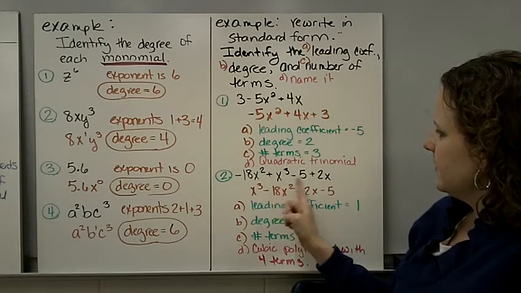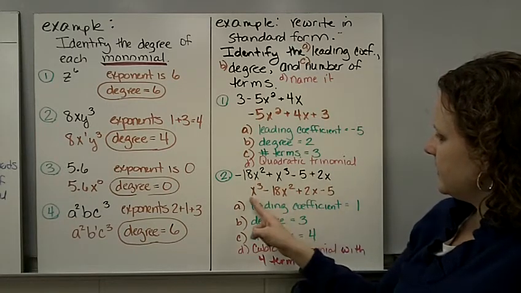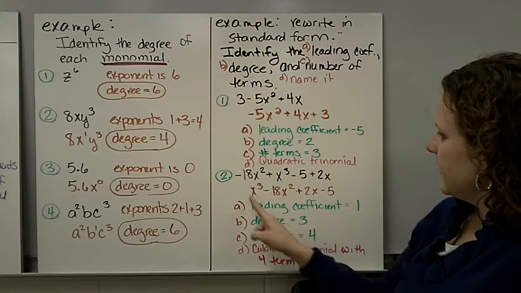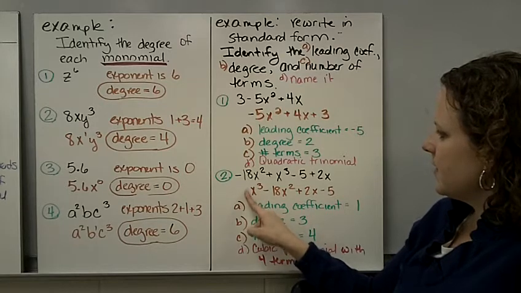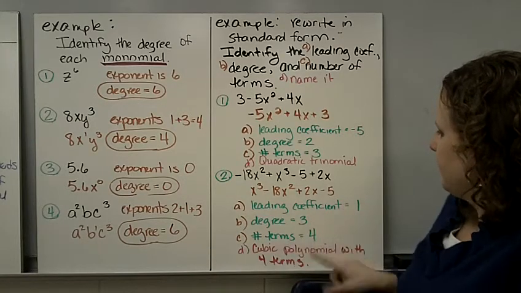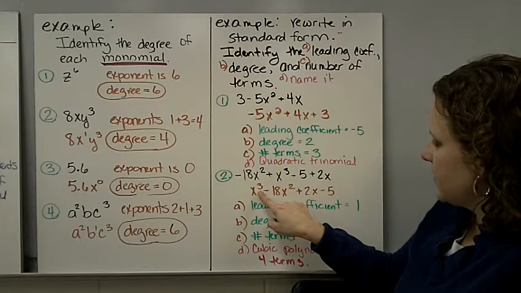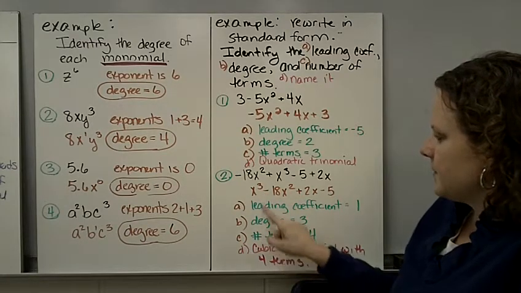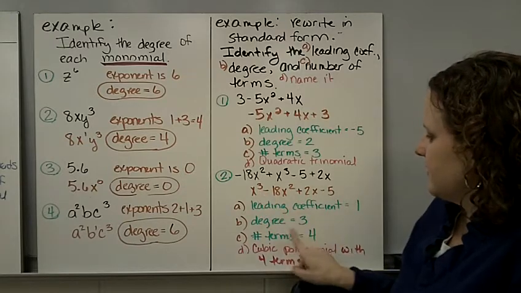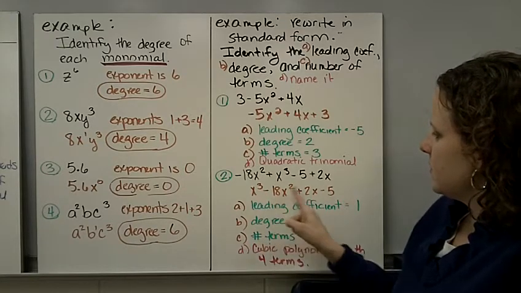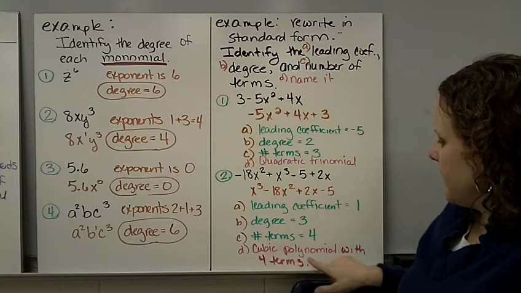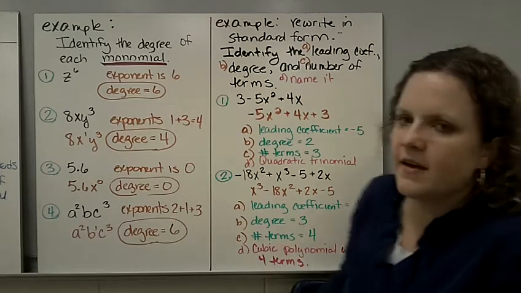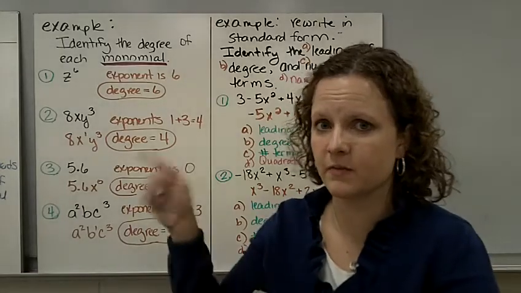Next example, rewrite it in decreasing order: cubed, squared, first power, constant. Leading coefficient, when there's no number there, there's always a 1. Degree is 3, because your first term's exponent is 3. Number of terms, 1, 2, 3, 4. So it's a cubic polynomial with 4 terms. And that last part is just reading the chart from the previous slide.